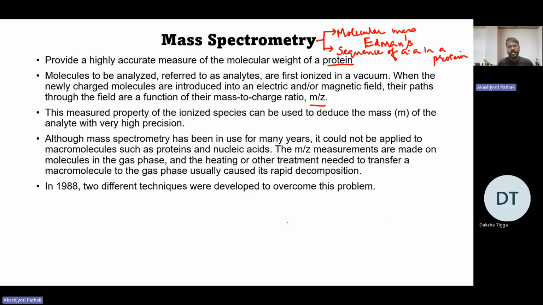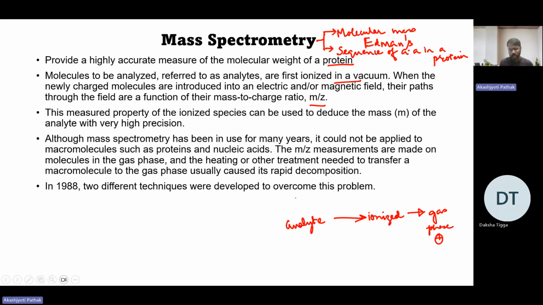So basically, you have an analyte, and that analyte is first ionized. Your analyte will be converted into the gas phase, and it will have a charge. So it is first ionized in vacuum, and when these newly charged molecules are introduced into an electric or magnetic field, their paths through the field are a function of their mass to charge ratio.